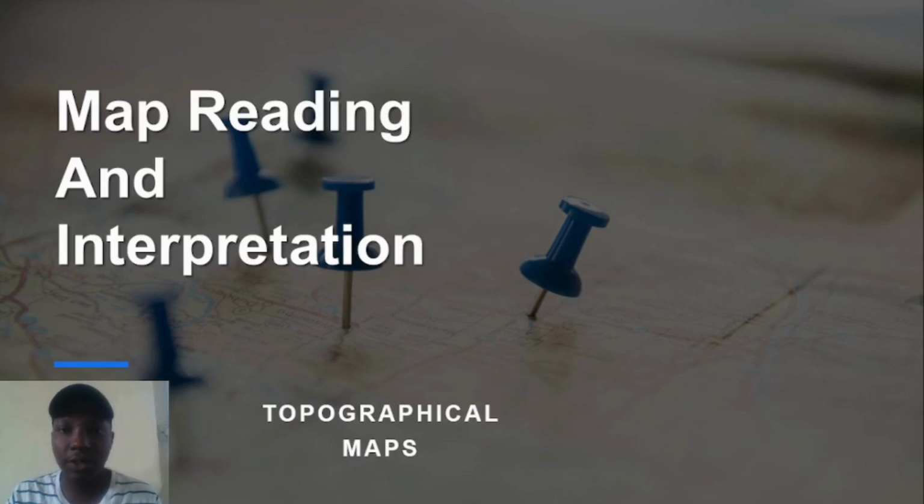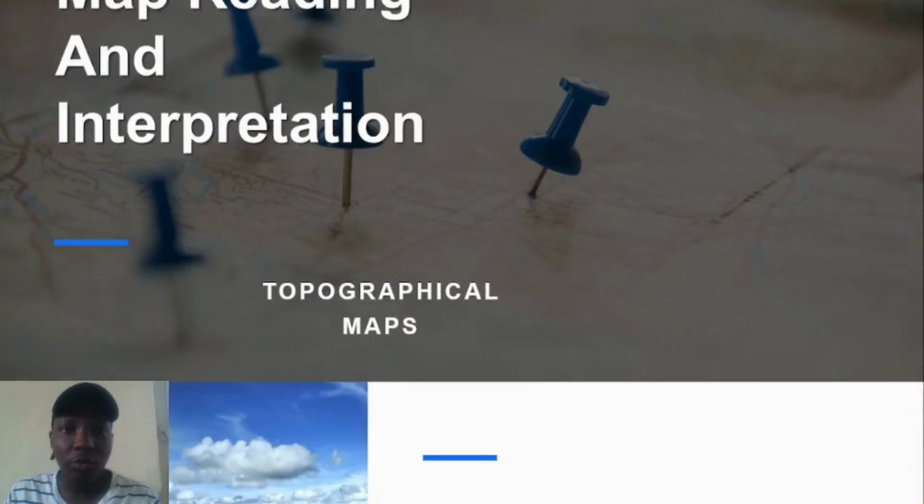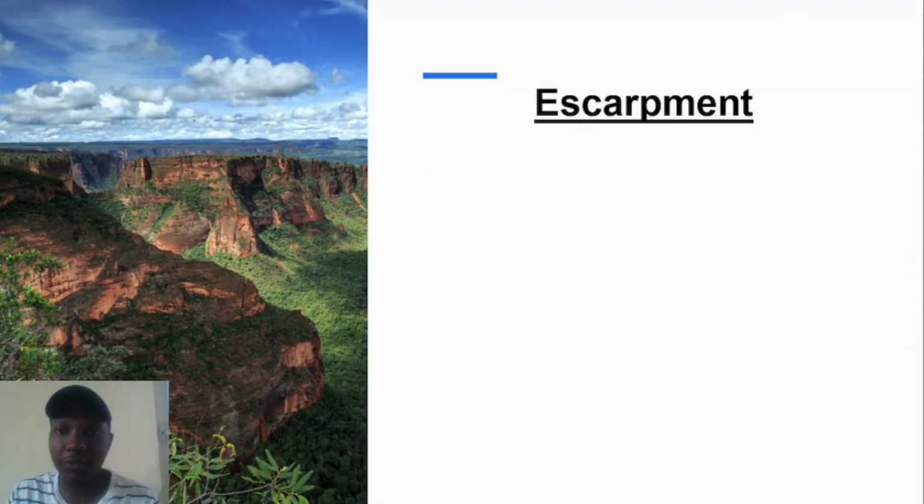Our chapter is map reading and interpretation. We are discussing these topographical maps, and so far we've covered some of the relief features, or these physical features that we can see on the Earth's surface, and how they can be shown by various contours on the topographical maps. So today we move on to the other features. Specifically, we'll start with the escarpment.